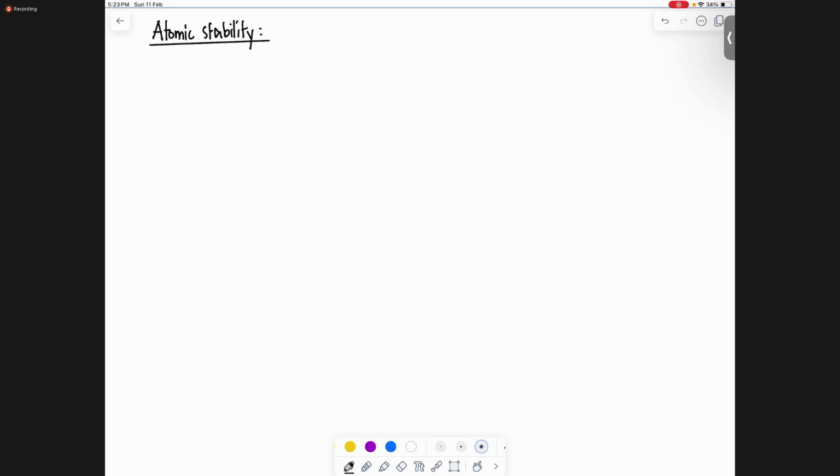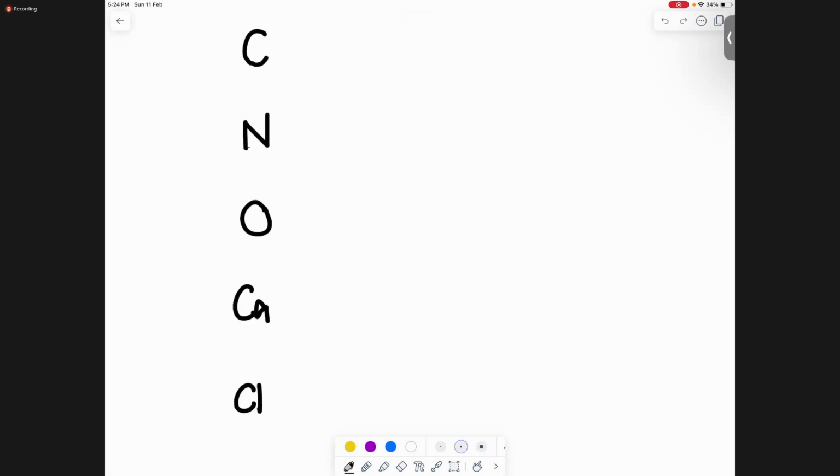All right, so just screen it. Let me explain what's going on here. Let's say we have some common elements out there, like carbon, nitrogen, oxygen, and whatever element you like, chlorine. Can you tell me their mass number and proton number? The mass number is your nucleon number. So carbon is 12 and 6, nitrogen is 14 and 7, oxygen is 16 and 8.